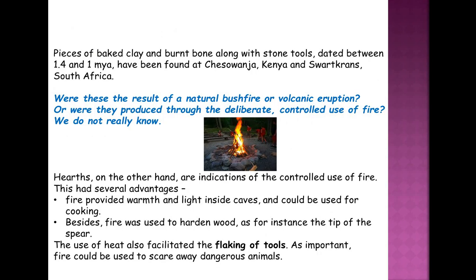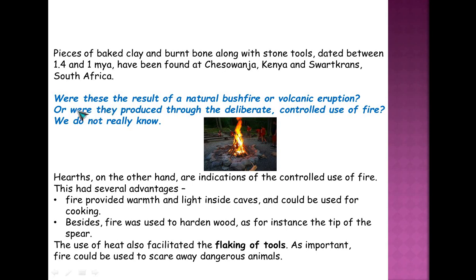And then pieces of baked clay, burnt bone, all these things were found, with stone tools also. So it is a huge discovery, a big combo discovery that they made. And it was found between 1.4 and 1 million years back at Chesowanja, Kenya, and Swartkrans, in South Africa. So all these things were found in Africa. The other two were found in southern France. So you should be very sure of what was found where. It is not that everything was found in Africa or everything was found in France.